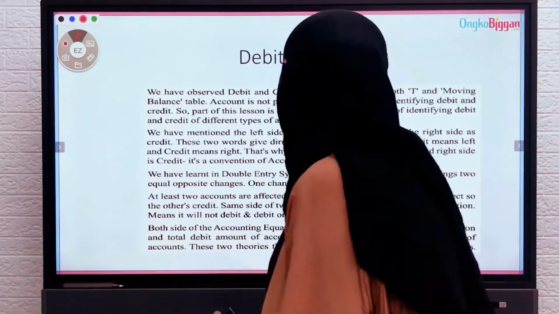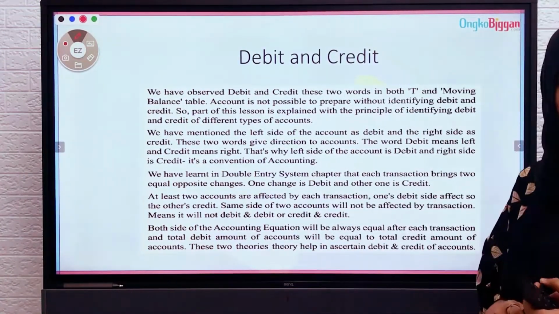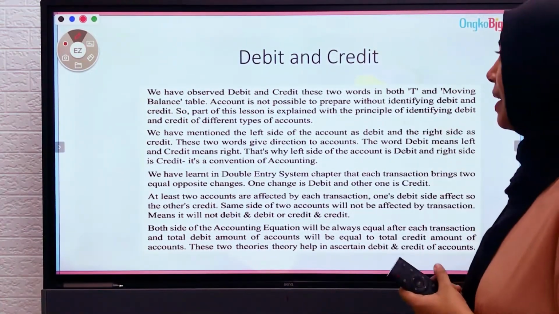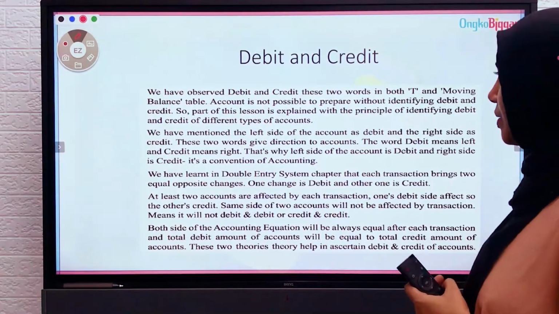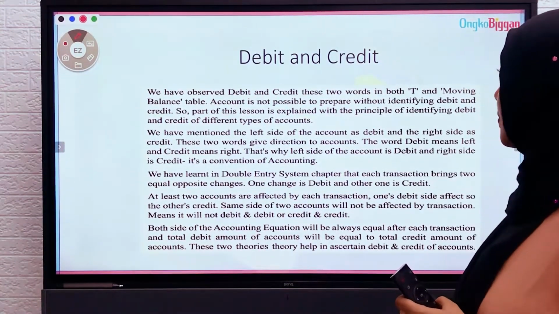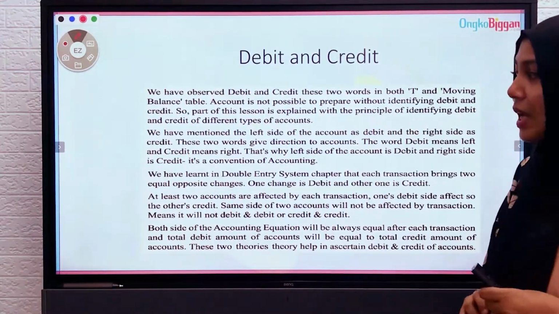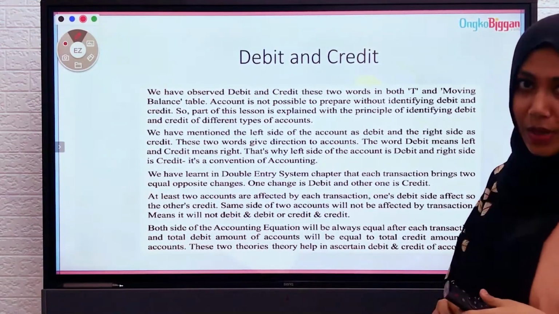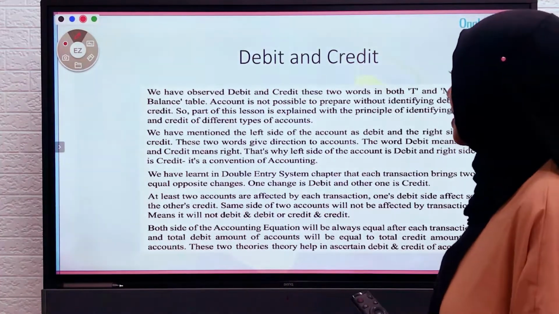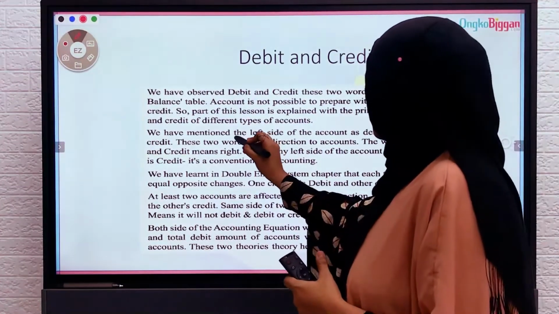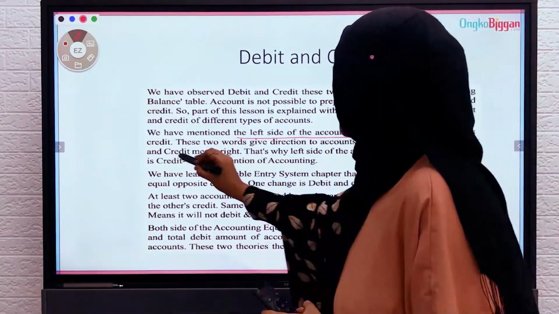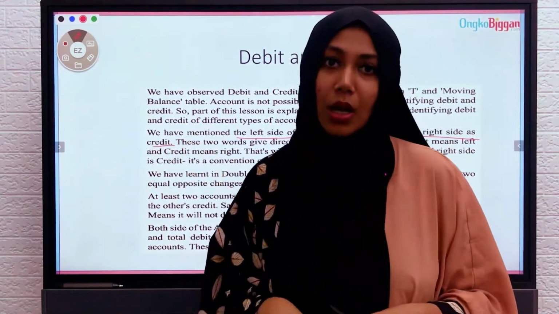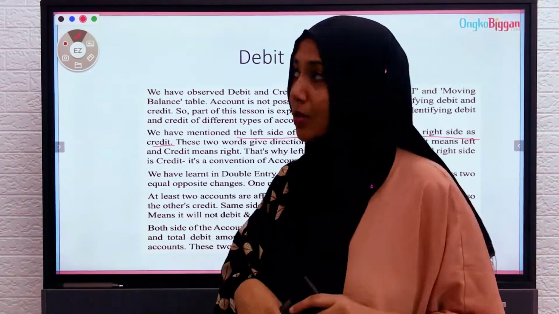We have also debit and credit, two words. T, we have two tables, the T account and the moving balance table. An account is not possible to prepare without identifying debit and credit. So part of this lesson explains the principles of identifying debit and credit and the different types of accounts, right? We have mentioned the left side of the account as debit and the right side as credit. As we all know, our left side is debit and our right side will be credit.